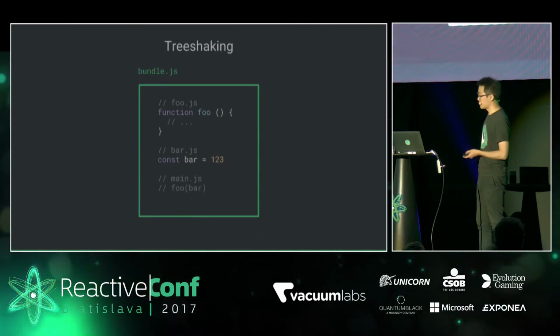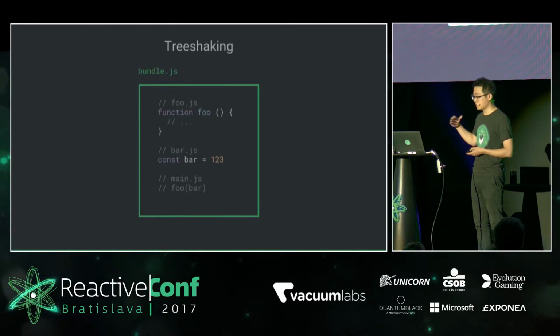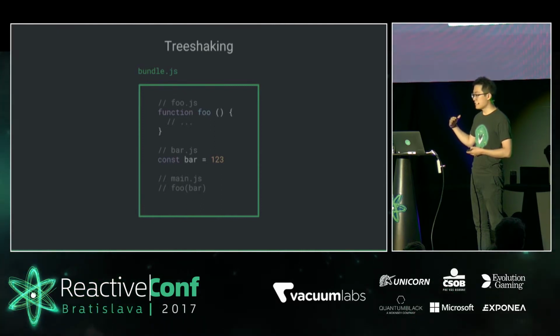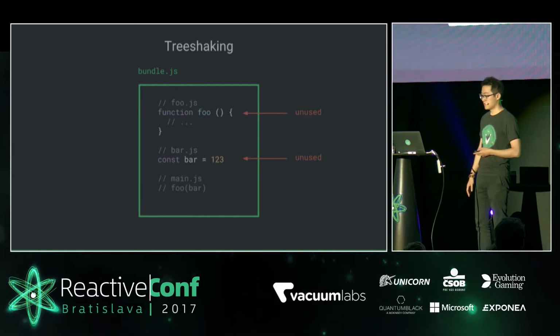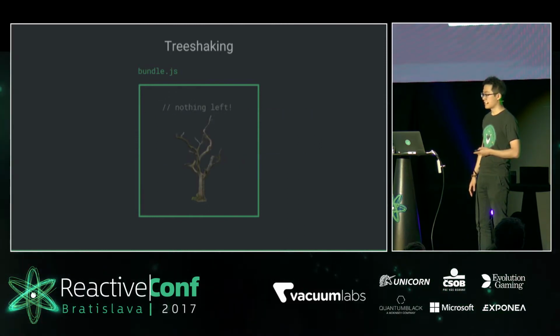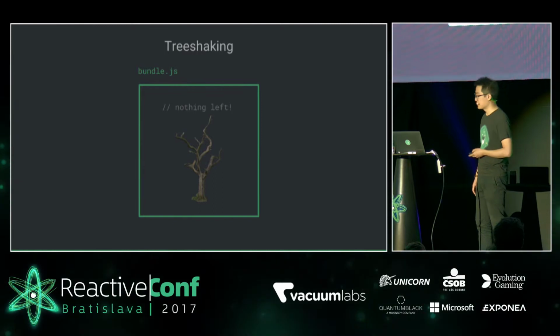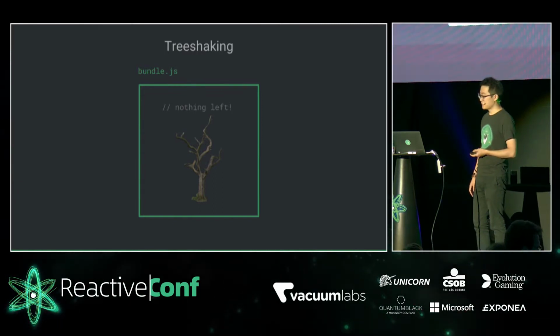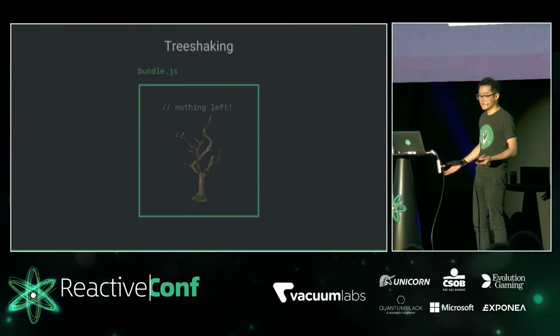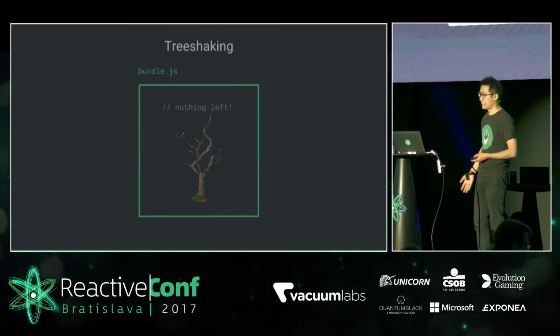And the cool part is when we comment out the code that actually uses these imports, now the minifier is able to infer that things are not actually used and able to just shake them. And we end up with nothing if we don't actually use anything, right? So that's tree shaking, and that's also a form of compile time optimization.